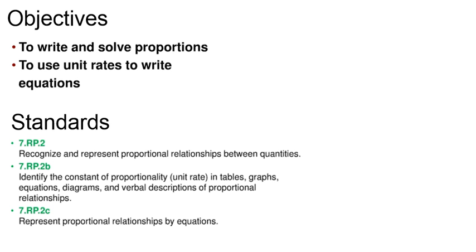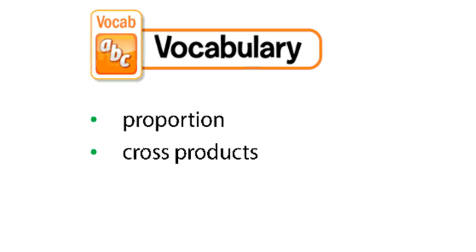Our standards are we're going to recognize and represent proportional relationships between quantities, and then we're going to identify the constant of proportionality or unit rate in tables, graphs, equations, diagrams, and verbal descriptions of proportional relationships. And we're going to represent proportional relationships by equations. Vocabulary you need to know for today is proportion and cross products.